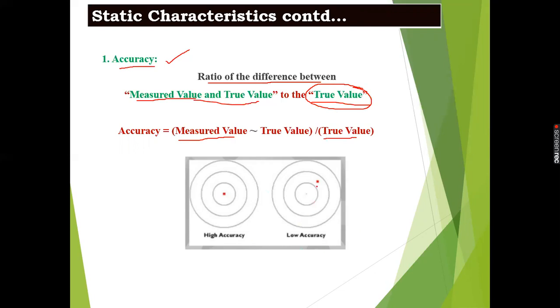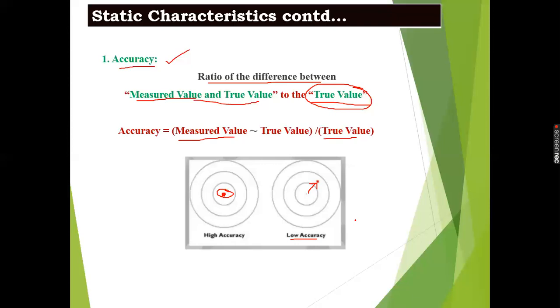For example, I have shown one example here. This is the target point. If I hit the target here, I can have more accuracy. If I hit the target far away from the point like this, it is having low accuracy.